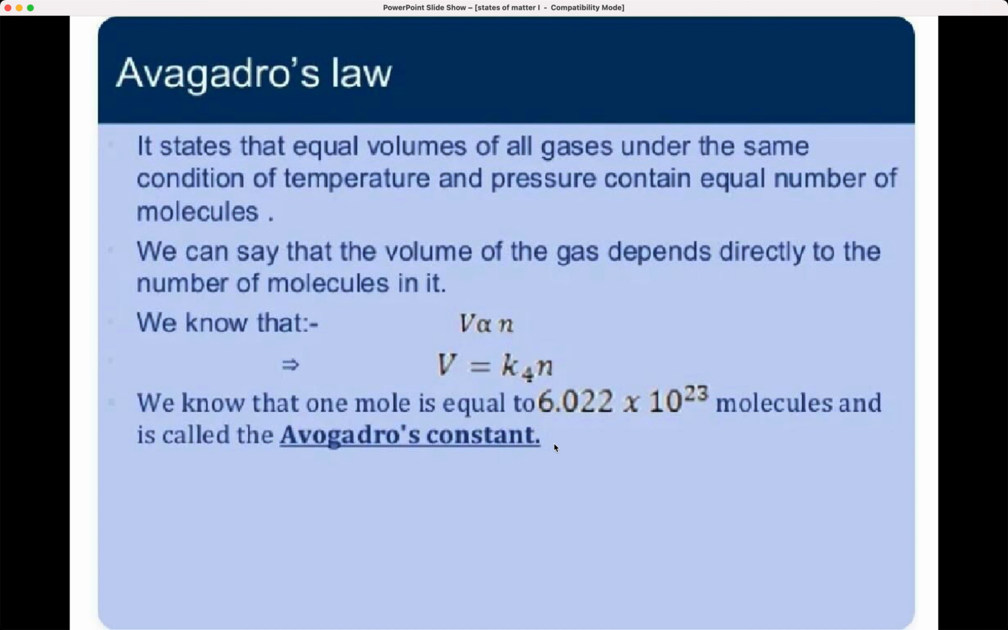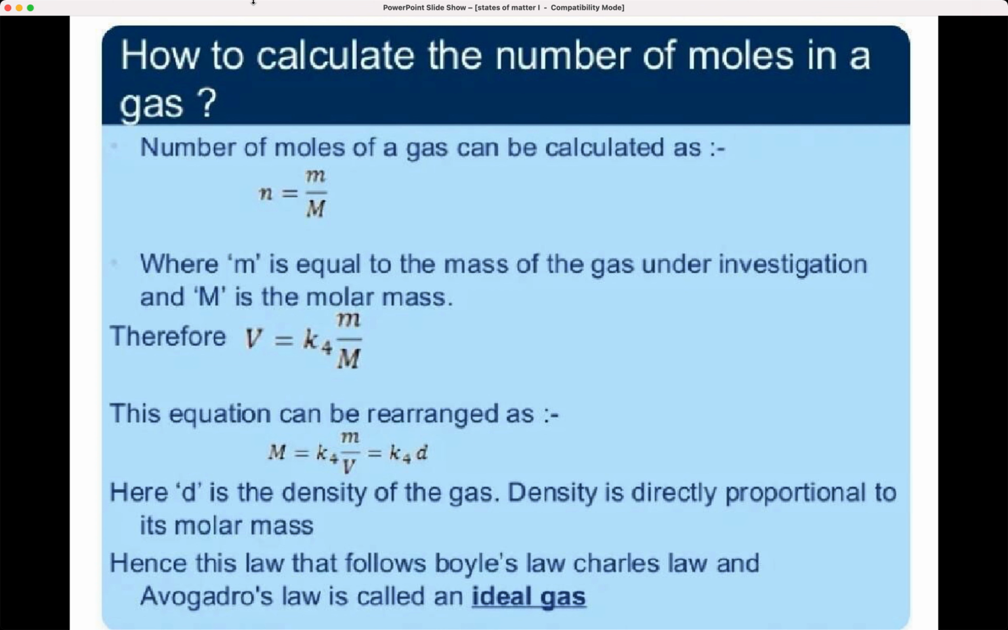Always remember the value of the Avogadro constant, or number, as 6.022 into 10 raised to 23 molecules. Okay, now how do we calculate the number of moles in a gas? We use a simple formula for that. Small n is equal to m by capital M, where m is the mass of the gas under investigation and M is the molar mass. Therefore, V is equal to K4 m by M. The equation can be rearranged as M is equal to K4 m by V, or K4 d, where d is the density of the gas, directly proportional to the molar mass. So the gas that follows Boyle's law, Charles' law, and Avogadro's law is called an ideal gas. So remember, this part is extremely important.